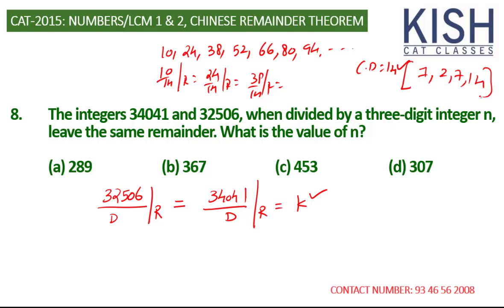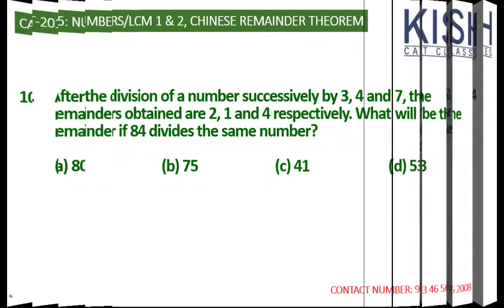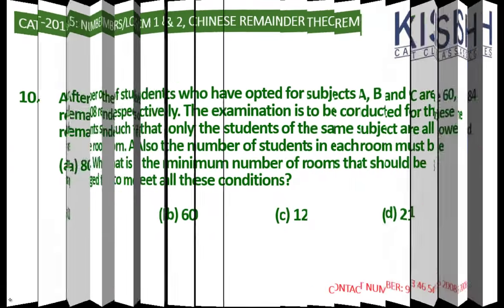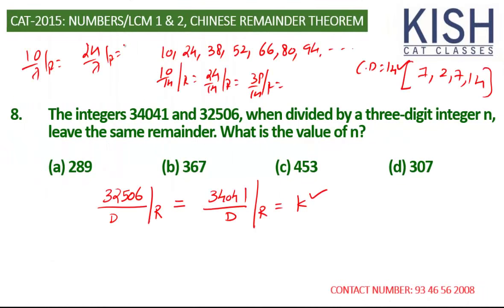By 1 the remainder is going to be 0. By 14 the remainder we already found is 10. By 2 the remainder is going to be 0 because all the numbers are even. Now by 7, 10 by 7 remainder is 3. 24 by 7 remainder is also 3, and 38 by 7 remainder is also 3.